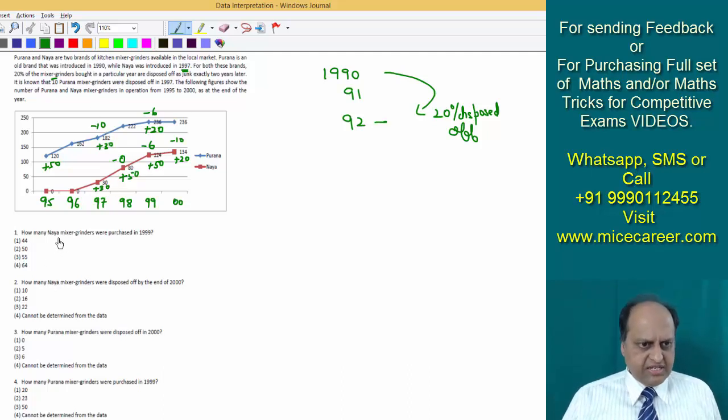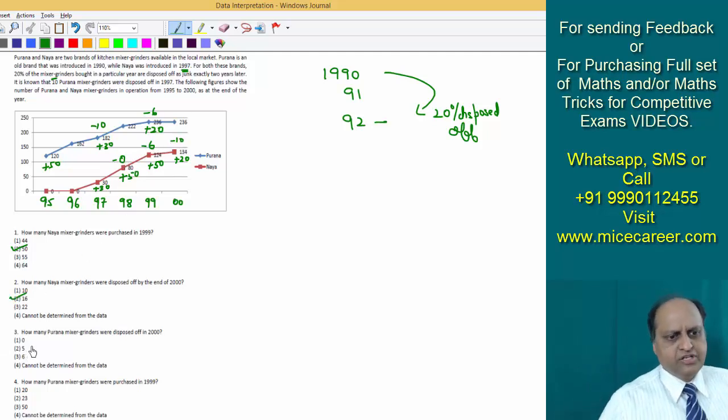Now let us see, can I answer? How many Naya mixer grinders were purchased in 1999? Naya, brown. It is 50. How many Naya mixer grinders were disposed of by the end of 2000? By the end of 2000, how many were disposed of? These disposals are written at the top. 0, 6, 10, 16. 16 were disposed of.